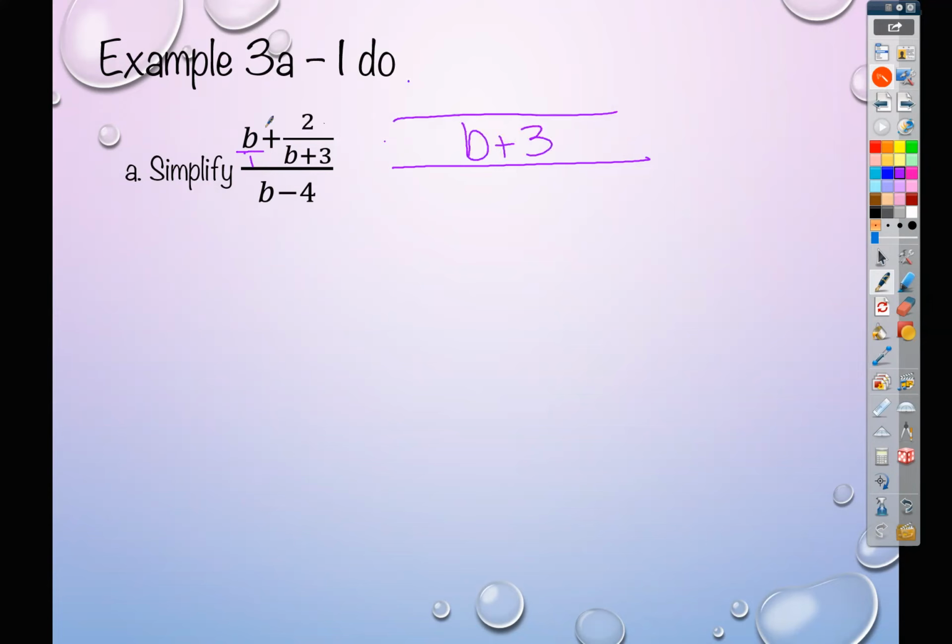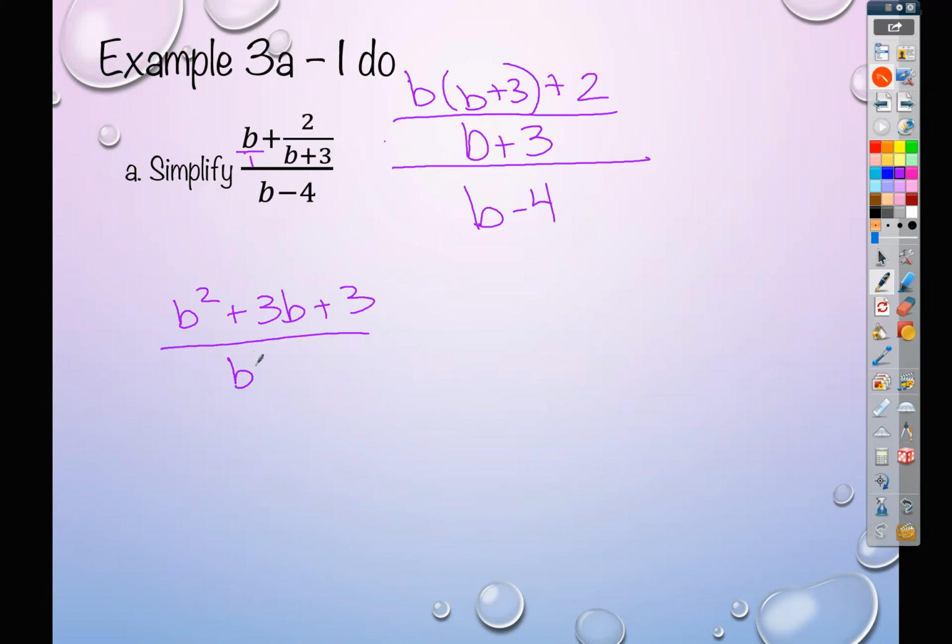Now I would have to say, okay, this b times what? 1 times what gives me b plus 3? B plus 3. And then I have this plus 2. Okay? And all that is over b minus 4. So watch what I'm going to do. I'm going to go b squared plus 3b, I'm distributing, plus 2 over b plus 3, all over b minus 4, which is over 1.